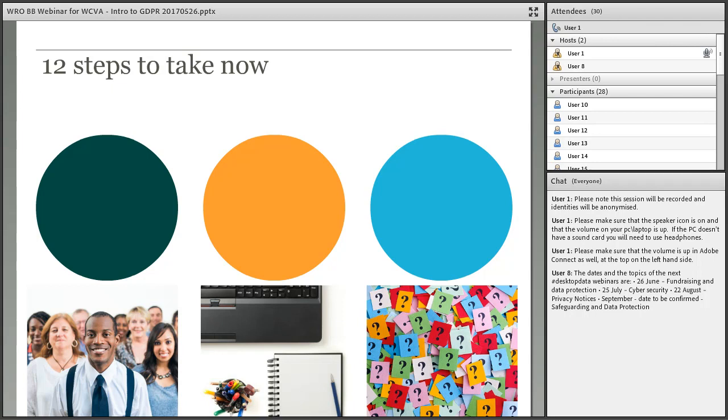So on the whole, the rights of individuals under GDPR are much the same as those that we've got under the DPA, but there are some significant enhancements. For example, the right to data portability is new. Now, this is a right for someone to obtain and reuse their data across a number of services. So it only applies in some circumstances, so it might not apply to everyone listening today.